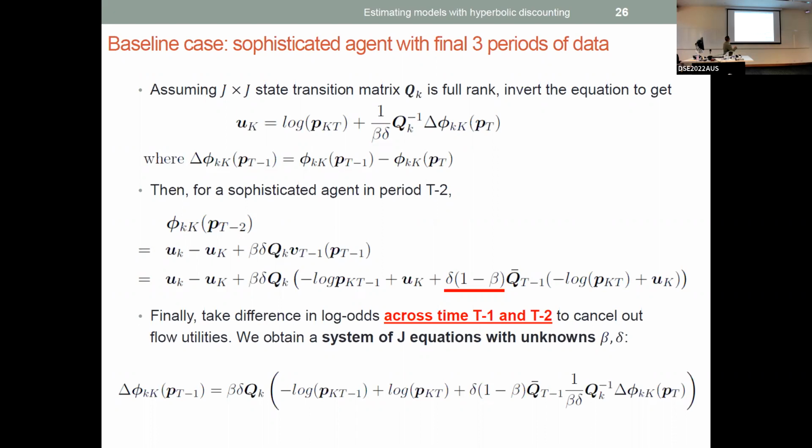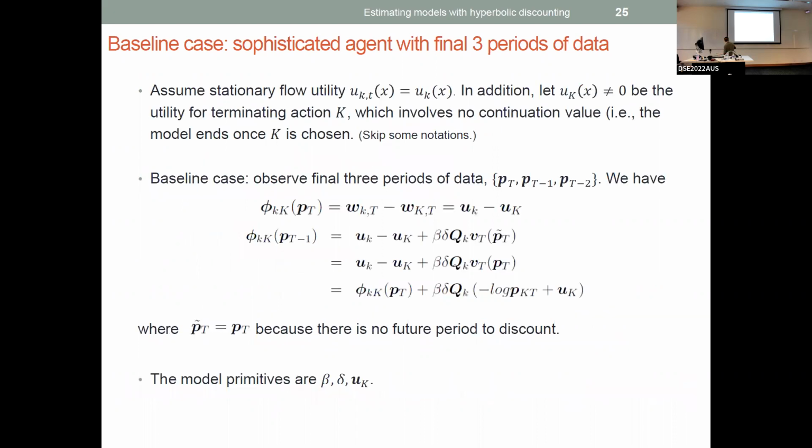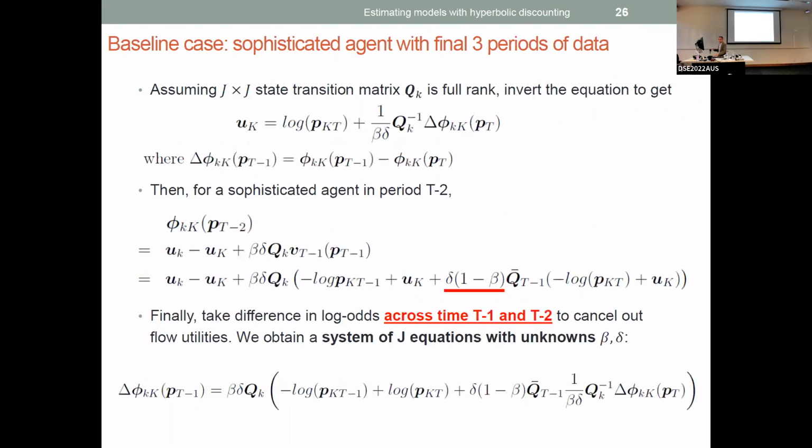So assuming the state transition matrix QK is full rank, and the notations are consistent with before, we can invert this equation. Invert this equation here, as follows. So you can express U big K as the log of big KT, a pure feature of the data, plus 1 over beta delta times the inverse of the state transition matrix, plus a pure feature of the data.